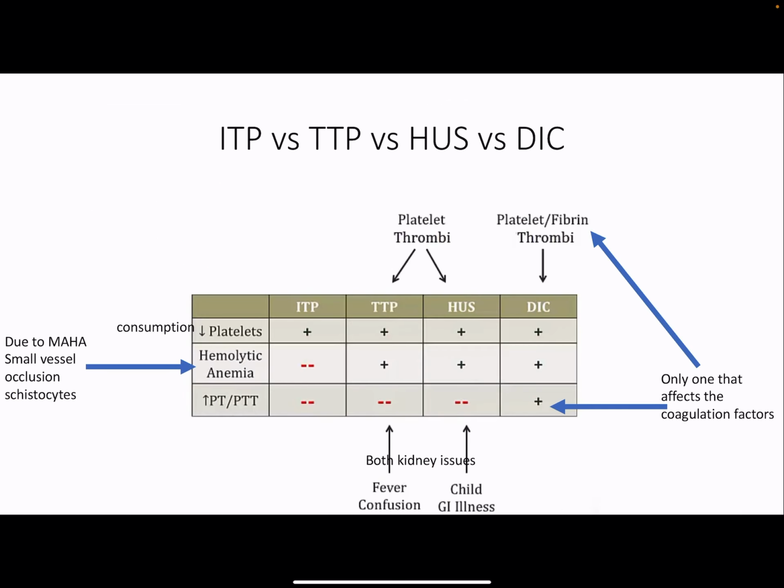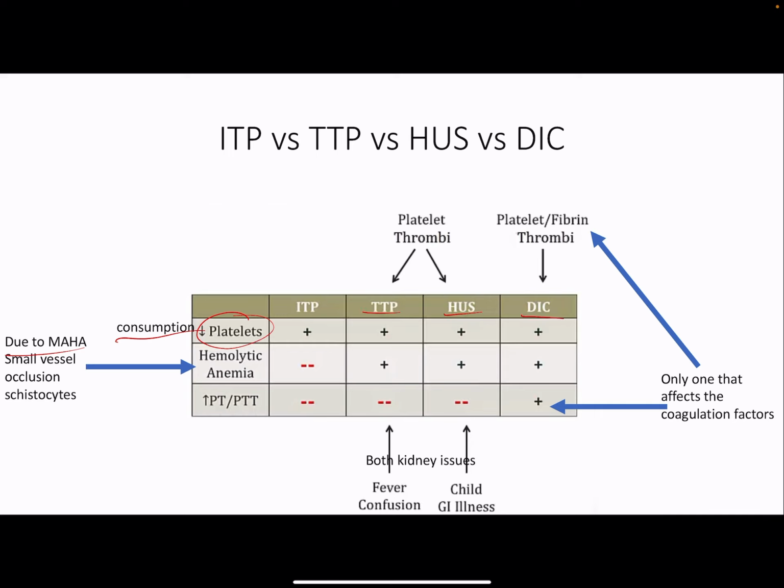So just a little summary of all of this. So ITP, TTP, and HUS. So first of all, these have to do with platelets. All of these are consuming platelets. The platelet count should go down for all of this. Now the MAHA. Remember the MAHA, this is just the thrombi in the microvasculature. This was only for TTP, HUS, and DIC.